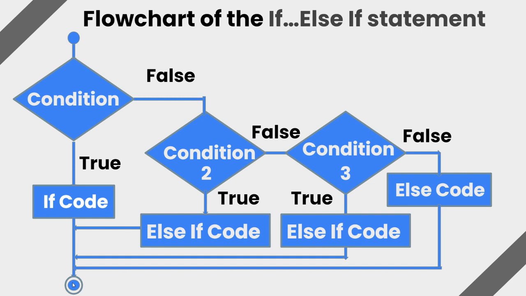For this particular example, we only have 3 conditional statements. But in actual sense, you can have as many conditional statements as you want. You can have 5, 6, 7, as much as you feel is needed. But just know that if every single condition is not met, it would eventually result in the else code here being executed, and then your program would end. So that's how the if else if flowchart works.